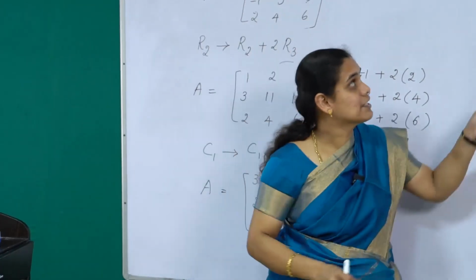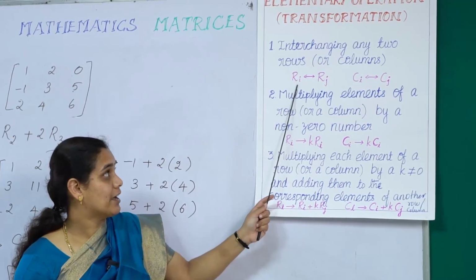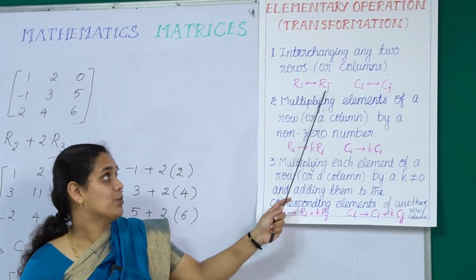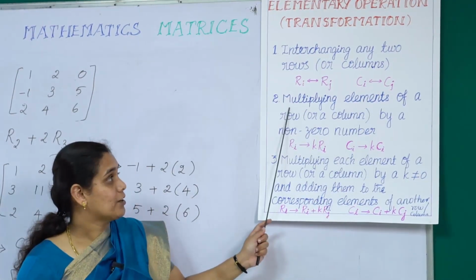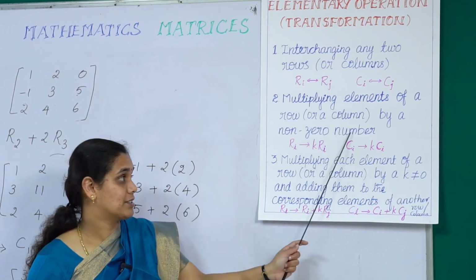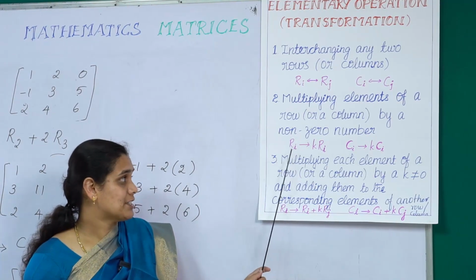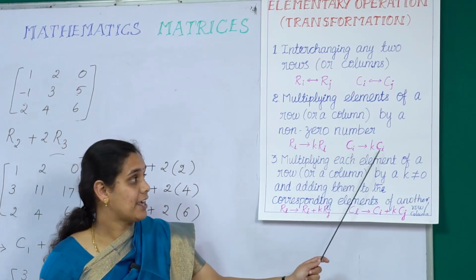So the first one is interchanging any two rows or columns, which will be written as Ri getting interchanged with Rj and Ci getting interchanged with Cj. And the second one is multiplying any elements of a row or a column by a non-zero scalar. It will be written as Ri takes kRi and Ci takes kCi.